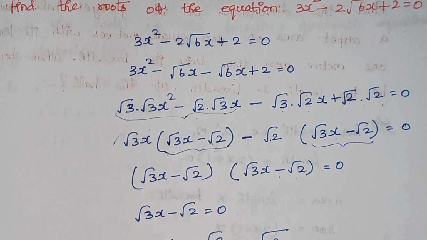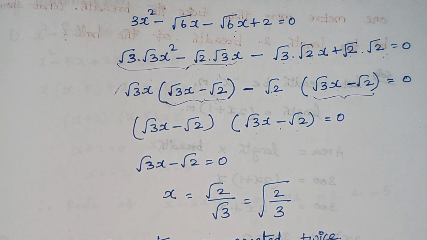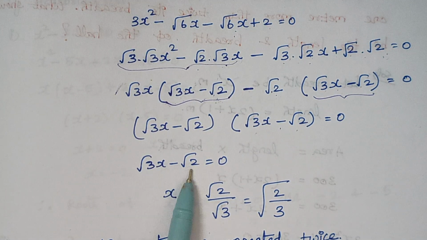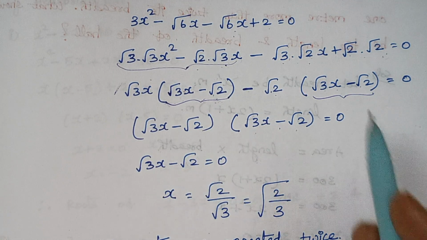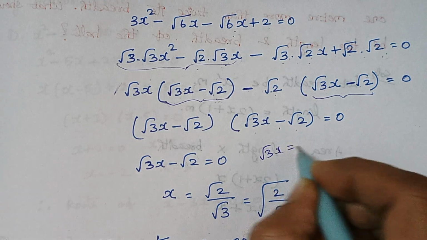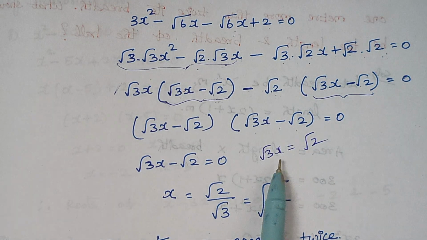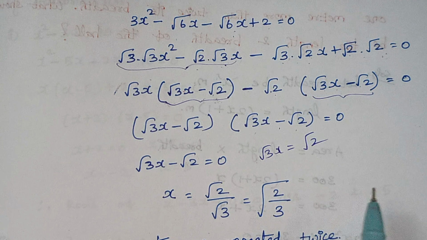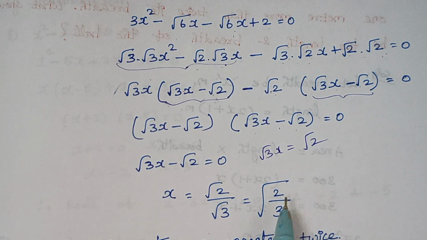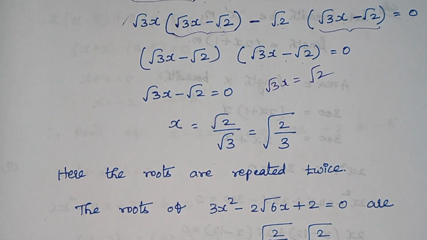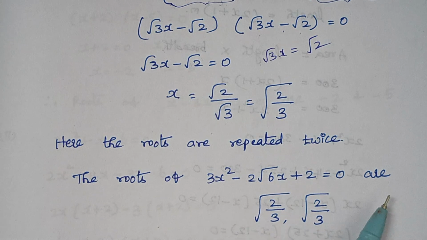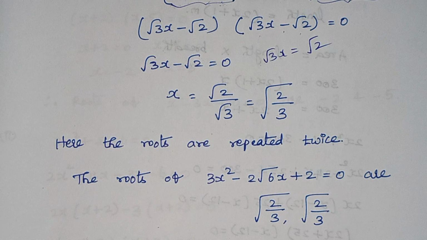So again when you equate this term to 0, you see root 3x minus root 2 is equal to 0. When you move this root 2 to the right hand side, it becomes plus root 2, right? Root 3x is equal to root 2. Therefore, x is root 2 by root 3, or else we can write the whole square root of 2 by 3. Now, here the roots are repeated twice. Therefore, the roots of this equation are the same roots, okay? Square root of 2 by 3 and square root of 2 by 3.